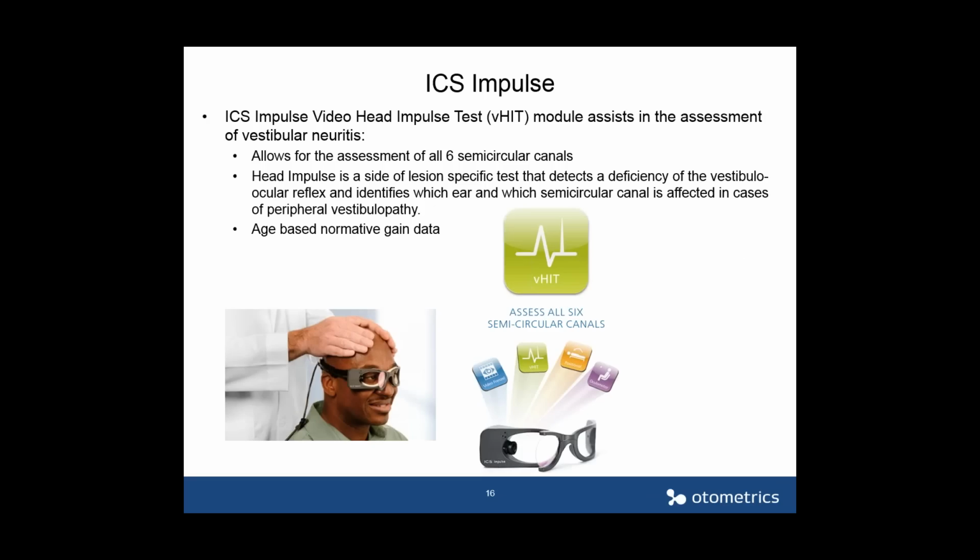Another module is the video head impulse test. Again, as Dr. Breen showed you, this allows you to assess all 6 semicircular canals: anterior, lateral, and posterior on the left side, anterior, lateral, and posterior on the right side, which obviously tells us, is this a superior vestibular neuritis, inferior vestibular neuritis, or does it affect both? So that's extremely helpful. We also, in the 3.0 software, launched age-based normative gain data.